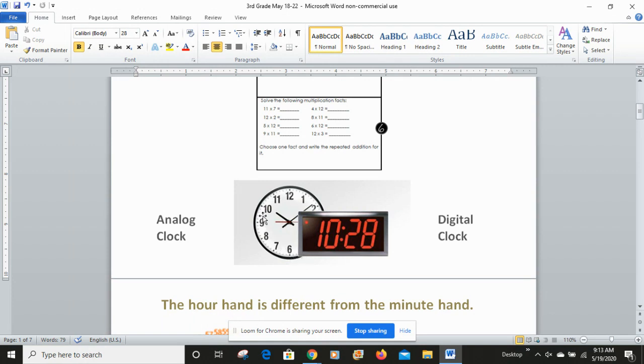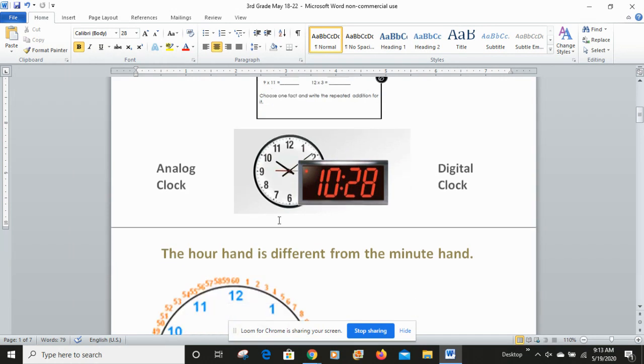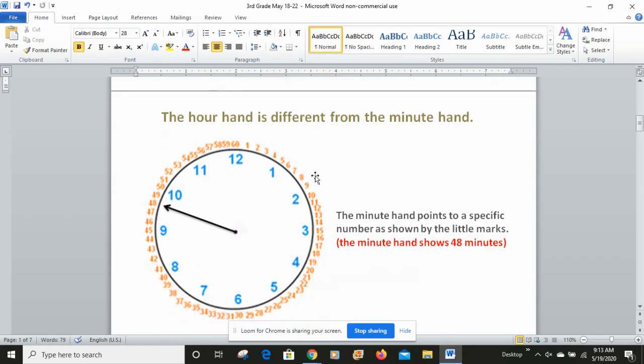So you have to know what all those little marks are, and there's 3 hands on there. We're only going to talk about 2 today. But how do you use all those things to help you tell time? Well, the first thing you got to remember is that the hour hand is different from the minute hand. The minute hand is the long hand, and it points to a specific number as shown by the little marks. The minute hand shows 48 minutes.